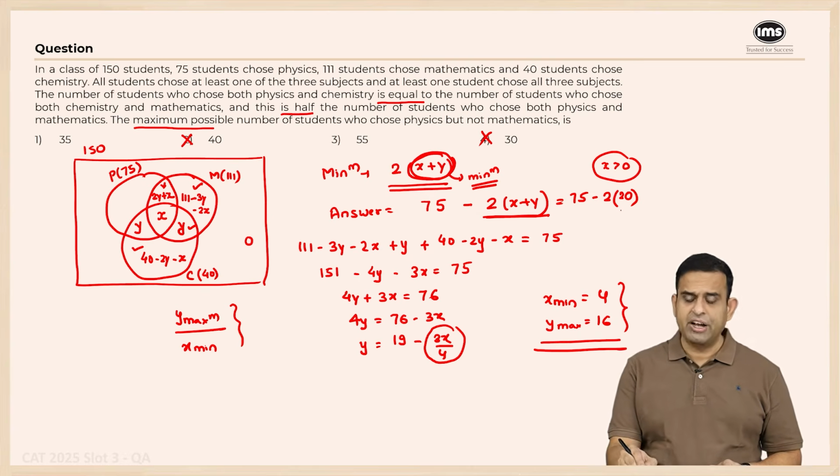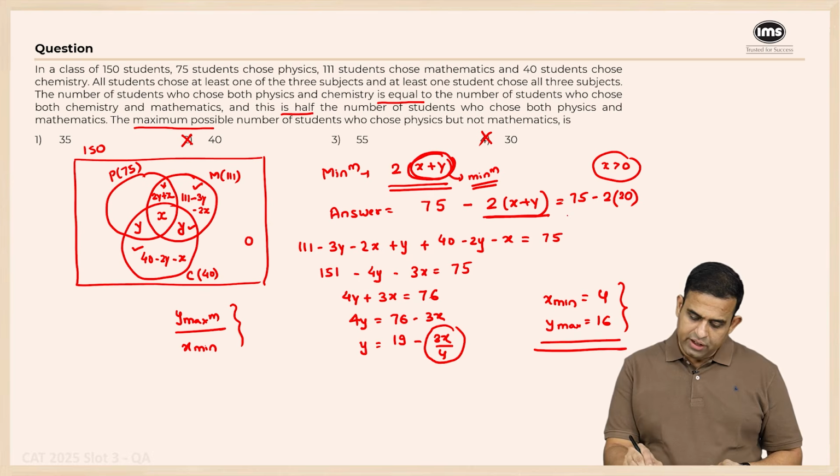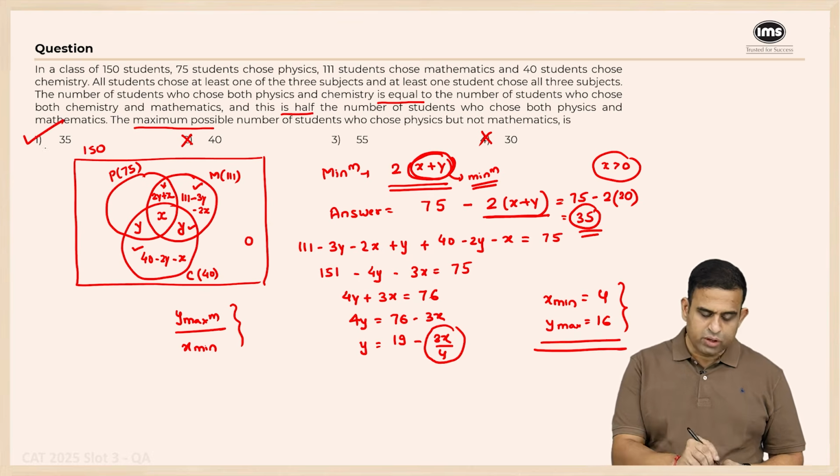So over here 75 minus 40 will give you 35. So 35 is the required answer for this particular question.